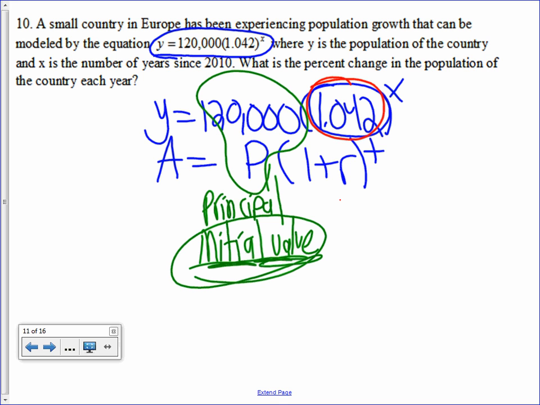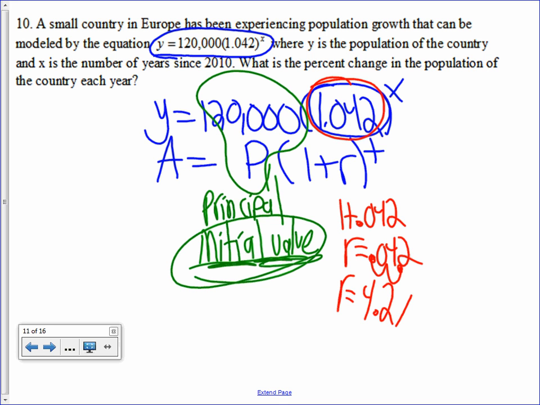Well, it's 1 plus 0.042, which makes the rate 0.042. To get the percent, I would have to move the decimal over 2 places or multiply by 100 to get 4.2%. That's the percent of change. The question is asking, what is the percent of change in the population of the country each year? This is the answer to the question.